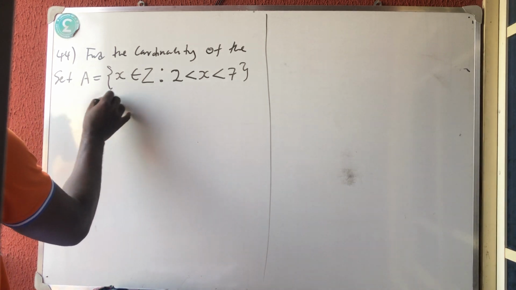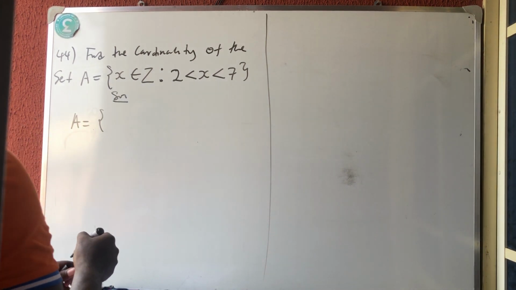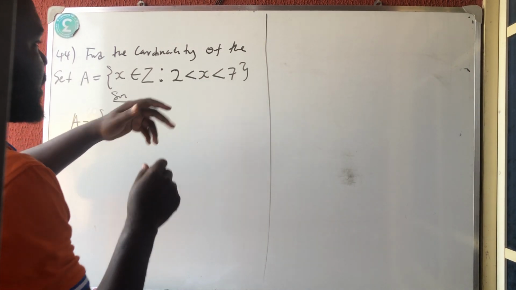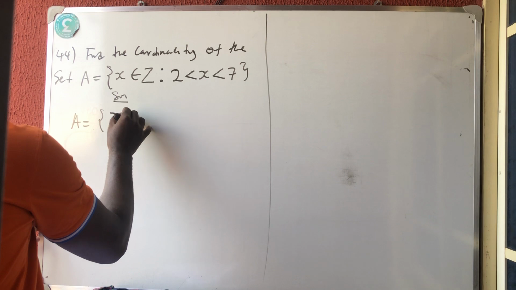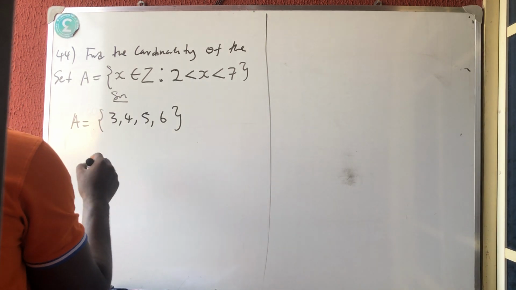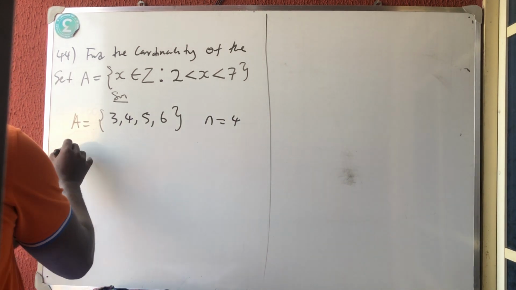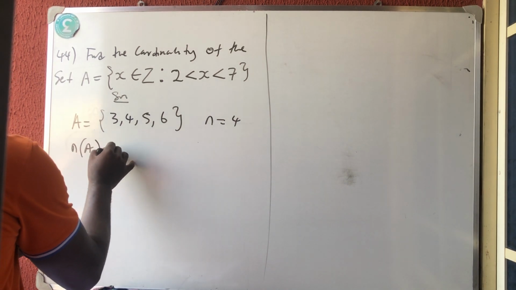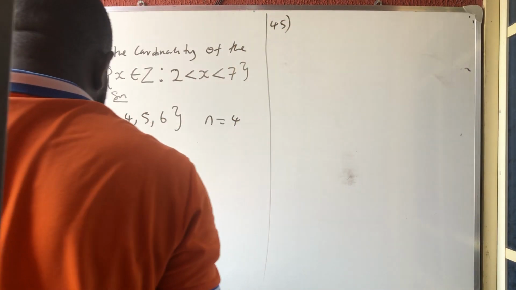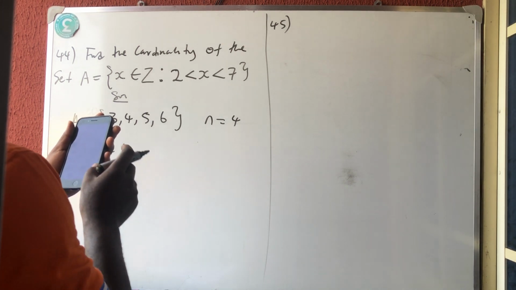Solution: A is written in set-builder form, so let us list it. 2 is less than x, which means x is greater than 2, so I'm starting from 3, 4, 5 and 6. I will not get to 7, which means n is 4. They are just 4. So the cardinality, n of A, is simply 4. Cardinality means the number of all the elements of that set.